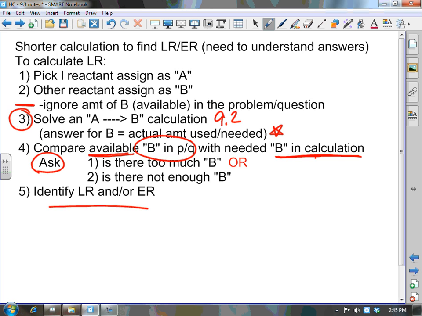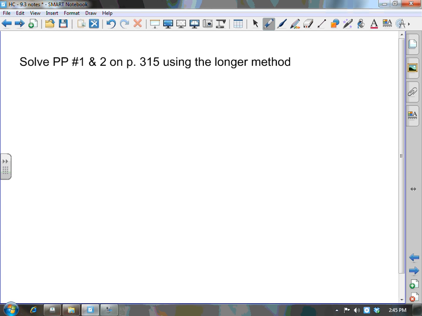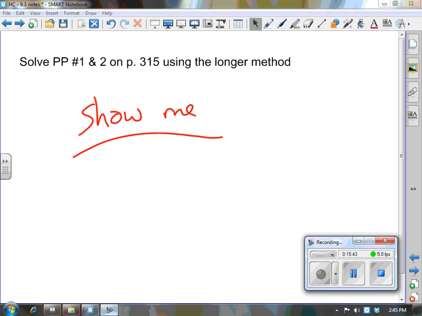What I want you to do is on page 315, you've got problem number 1 and number 2. I want you to show me these. Okay, show me problems using the longer method. And what we can do is talk in class about how you're working through those, and we can definitely do some more examples. All right, so that's the first part of this section, talking about limiting reactants and excess reactants.